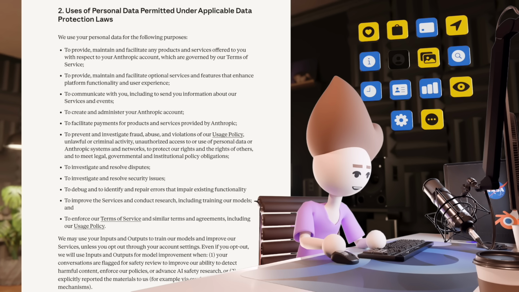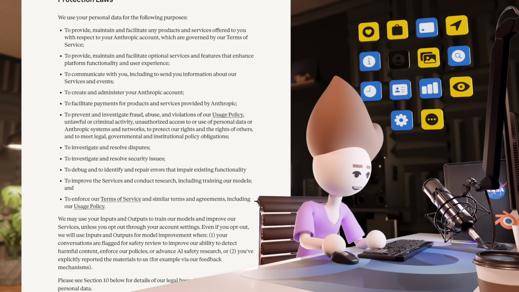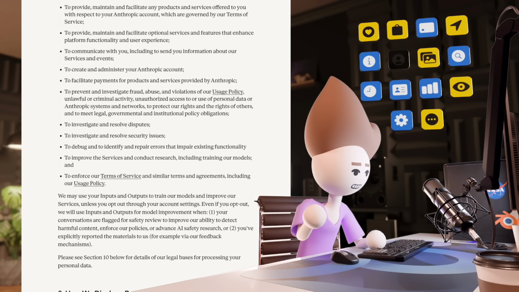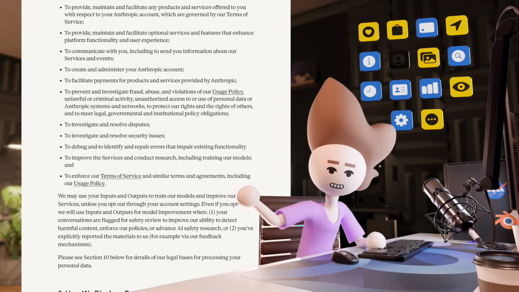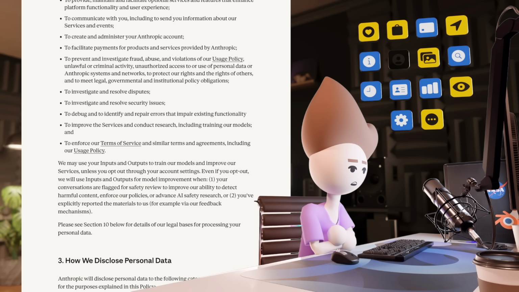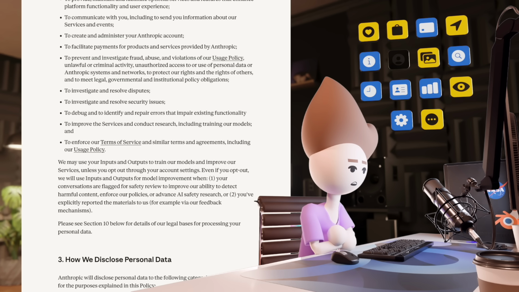and institutional policy obligations; to investigate and resolve disputes; to investigate and resolve security issues; to debug and to identify and repair errors that impair existing functionality; to improve the services and conduct research, including training our models; and to enforce our terms of service and similar agreements, including our usage policy.